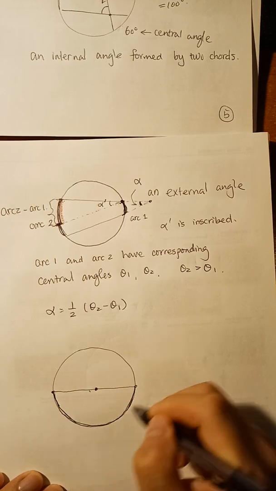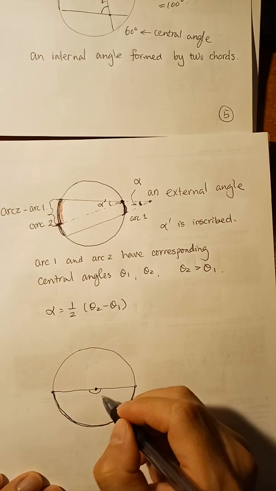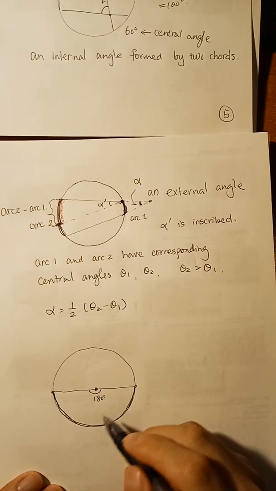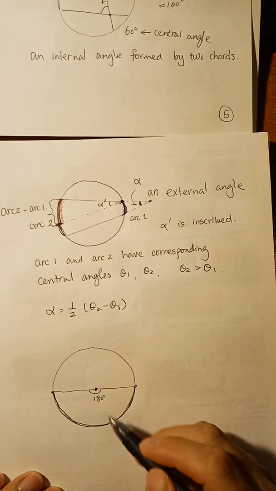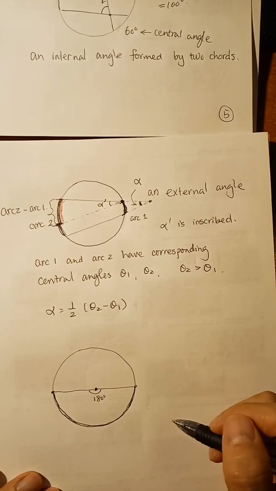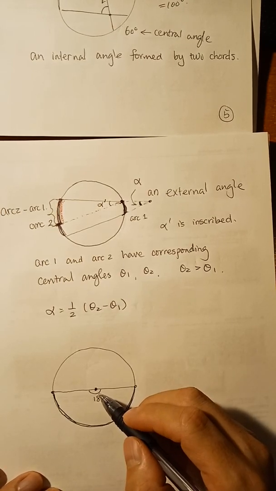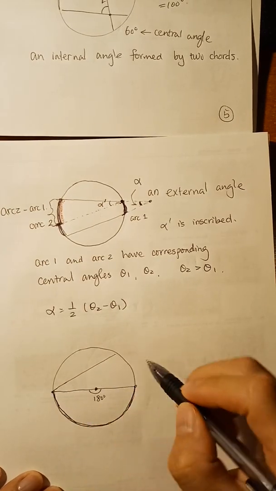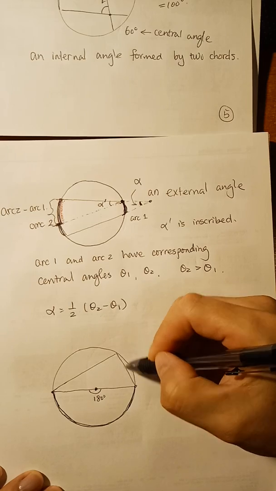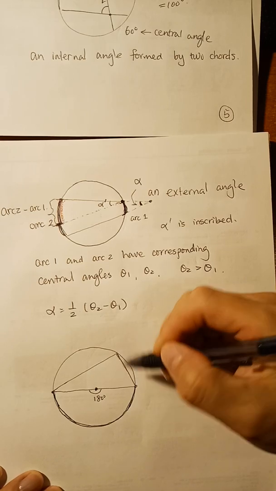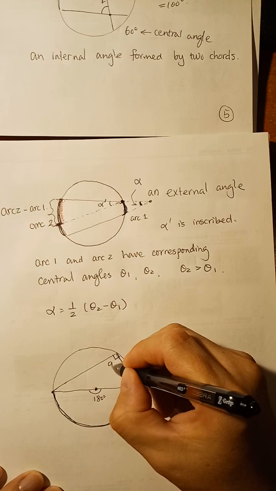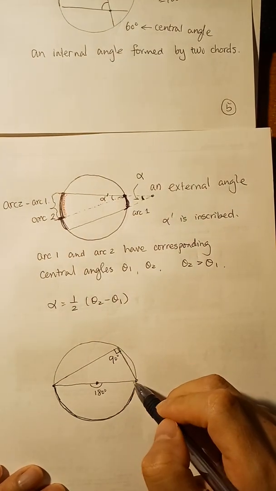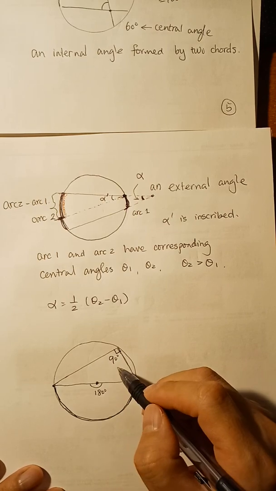This half of the circle faces the central angle of 180 degrees. So the central angle is 180. This is 180, that is 180, the total is 360. Okay? So the central angle is 180. Then the inscribed angle will be half of 180, which is 90 degrees.